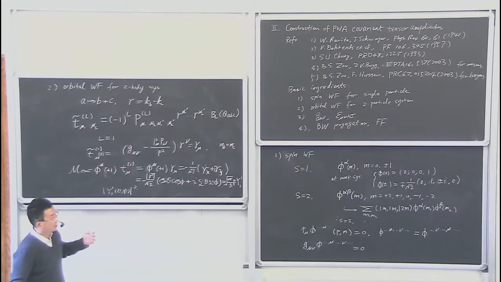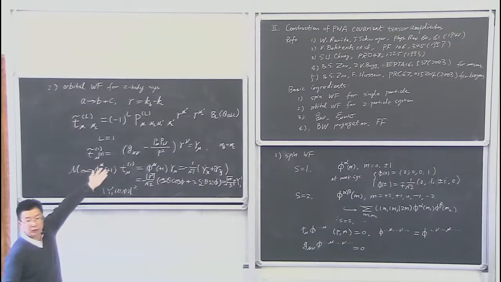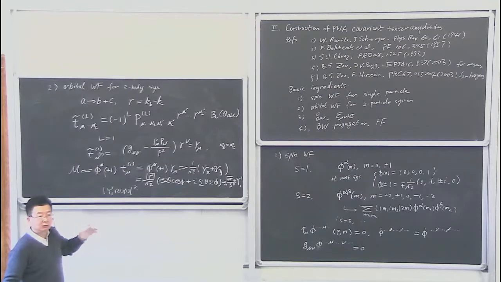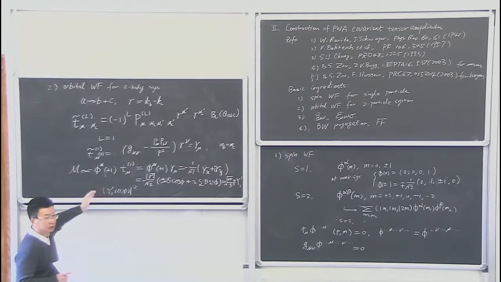Then you have the relative orbital angular momentum for the orbital wave function. You have this for different L. You can have this kind of tensor, covariant tensor wave function for each L. After you know this, you just need to construct the effective covariant amplitudes. Then you can get the general M, the invariant amplitude for the whole process.